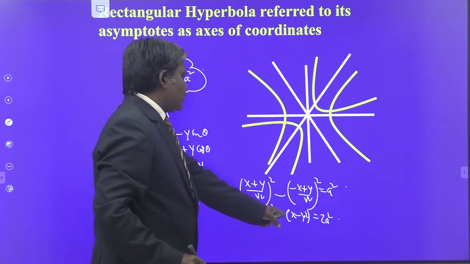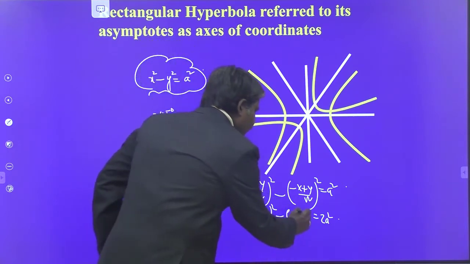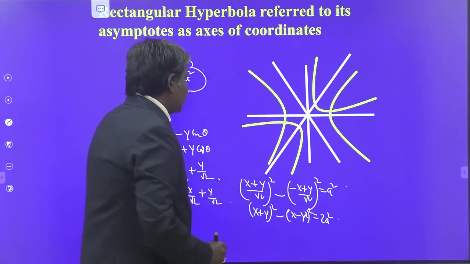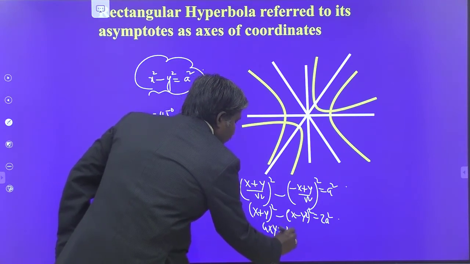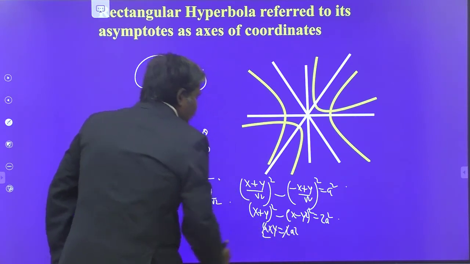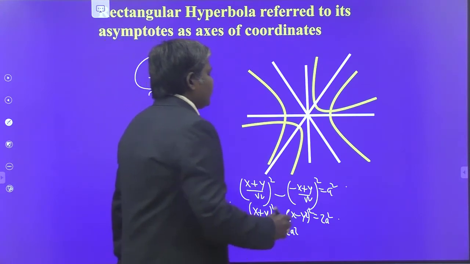What about X plus Y whole square minus X minus Y whole square? That is 4XY. So you have 4XY is equal to 2a square. 2 cancels out 2 times. Therefore XY is equal to a square.